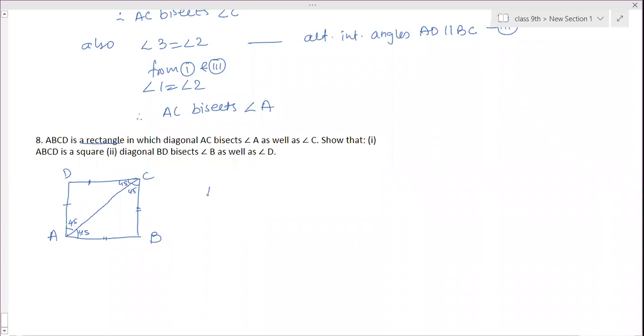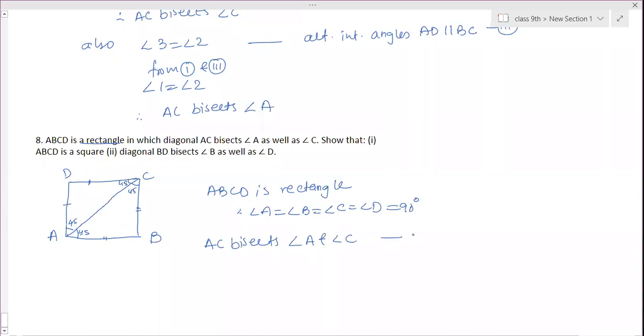Yes, ma'am. ABCD is a rectangle. Therefore angle A is equal to angle B, angle C, angle D, 90 degrees. Now AC bisects angle A and C, given. Therefore angle BAC is equal to angle BCA, that is 45 degrees. Therefore AB is equal to BC.